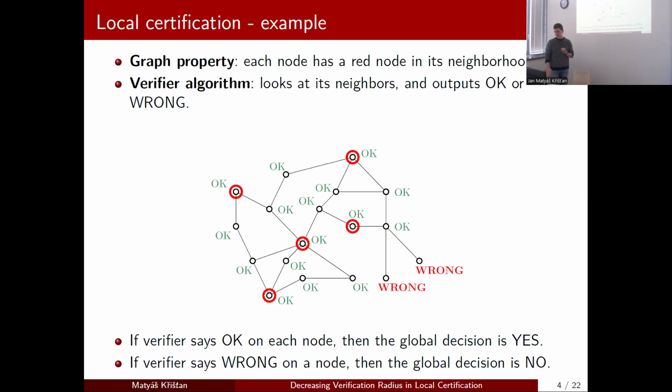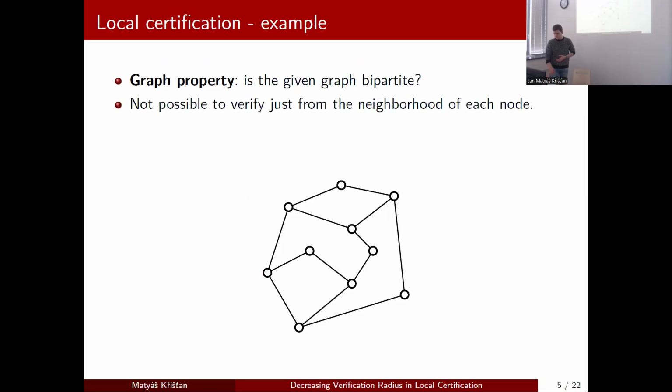So, for example, if the instance looked like this, these two nodes would record that they do not see a red node, and that would correctly show that the graph doesn't have the property. So this was a simple example, and let's take a look at how we could certify that a graph is bipartite. It is not possible just from the point of view of each node. For example, if it were a very large cycle, no node sees the whole cycle, it sees just some part of the path, and they cannot tell if it's an even or odd cycle.